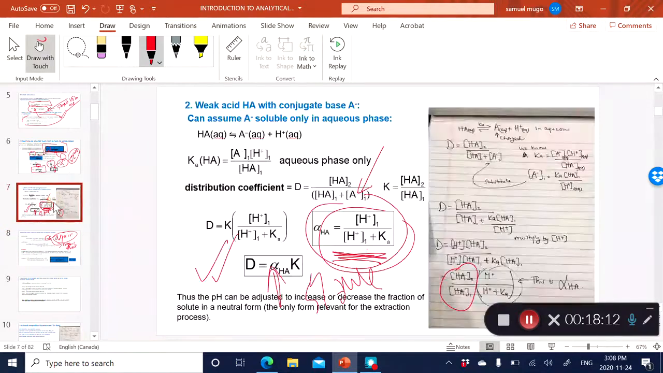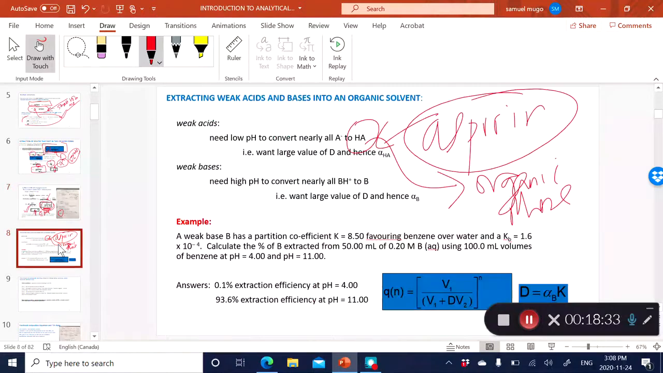If you go back here and take note of this relationship, if the hydronium concentration is fairly high, then my D is going to be fairly high. And so in that case, I'm going to be extracting most of my analyte into the organic phase. So if you've got a weak acid, the approach to extract most of the organic acid is to make sure the pH is very low so that all the analyte is protonated, and as such it is neutral and it's going to prefer to be in the organic phase.